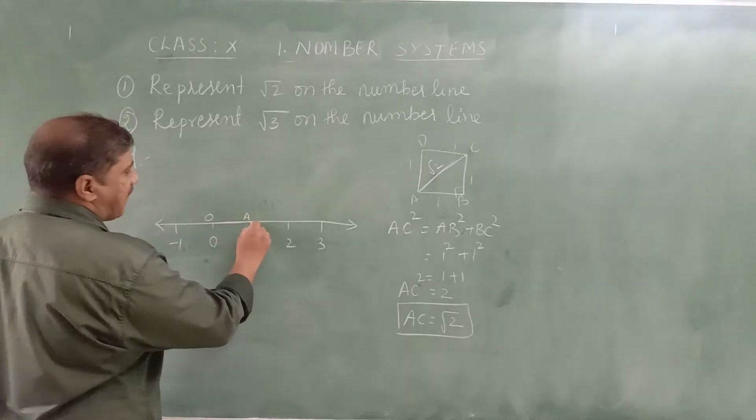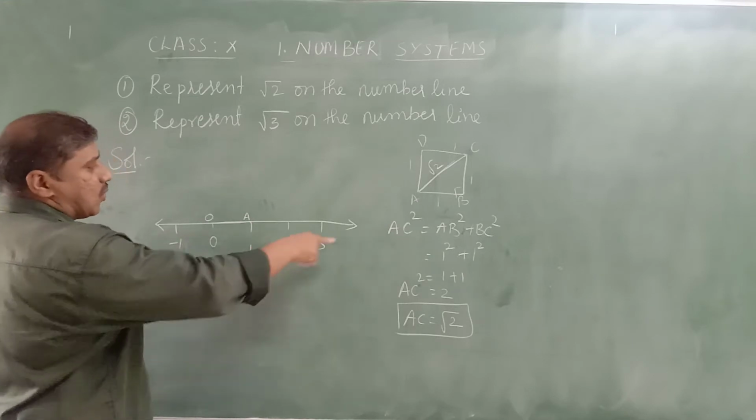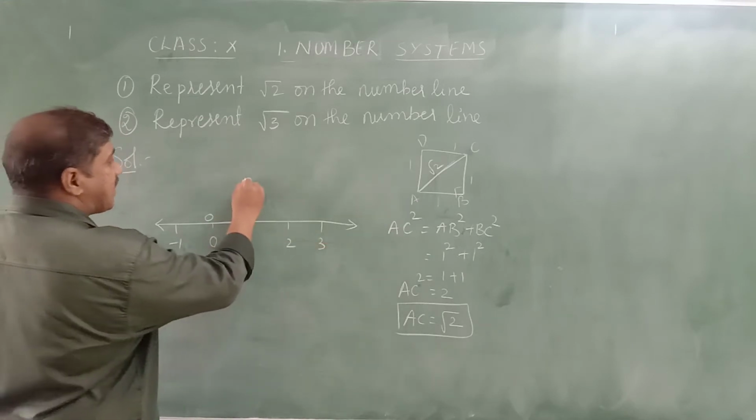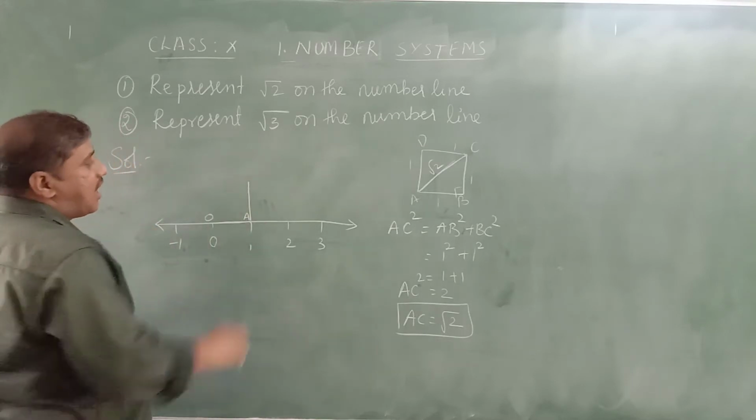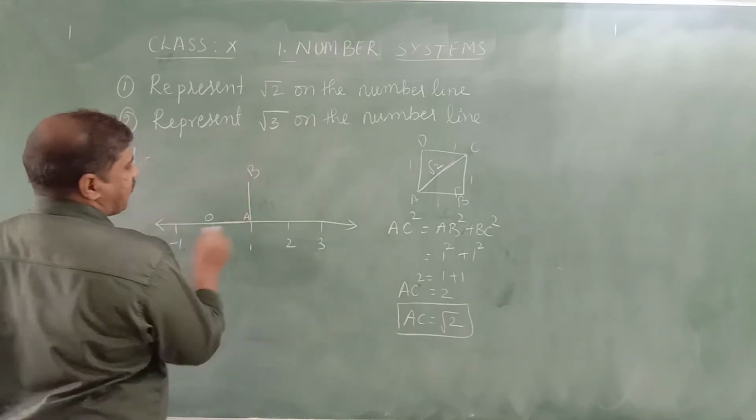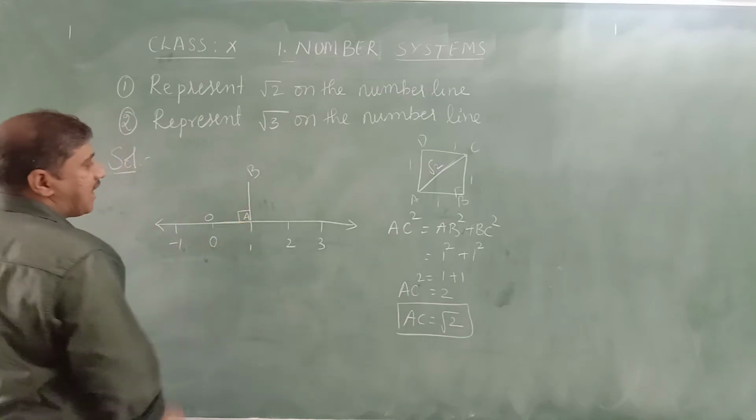Next, at point A, draw a perpendicular to the number line with 1 centimeter. Yes, with 1 centimeter draw a perpendicular. Take this as point B. So this is a perpendicular, 90 degrees.